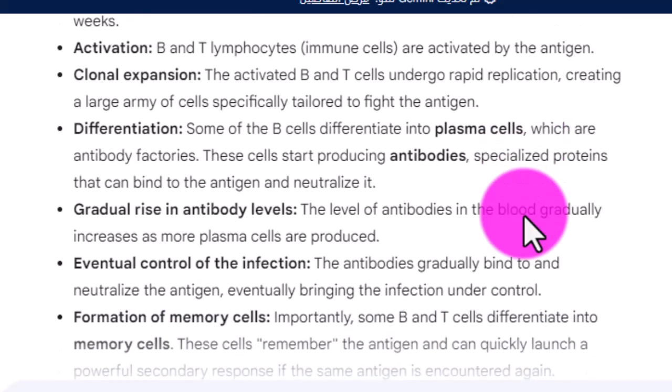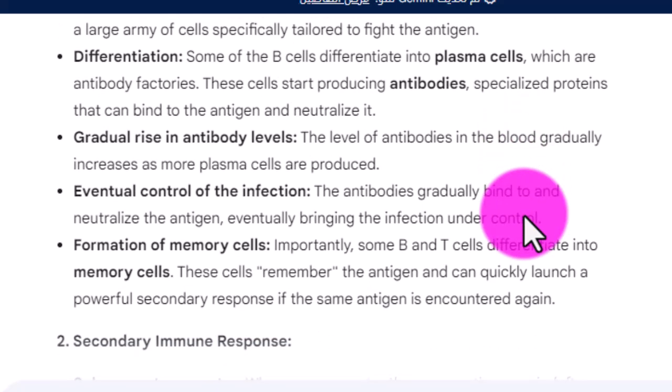Differentiation: some of the B cells differentiate into plasma cells, which are antibody factories. These start producing antibodies, specialized proteins that can bind to the antigen and neutralize it. Gradual rise in antibody level: the level of antibodies in the blood gradually increases as more plasma cells are produced. Eventually, control of the infection: the antibodies gradually bind and neutralize the antigen. And this is the main function of the antibody, eventually bringing the infection under control.